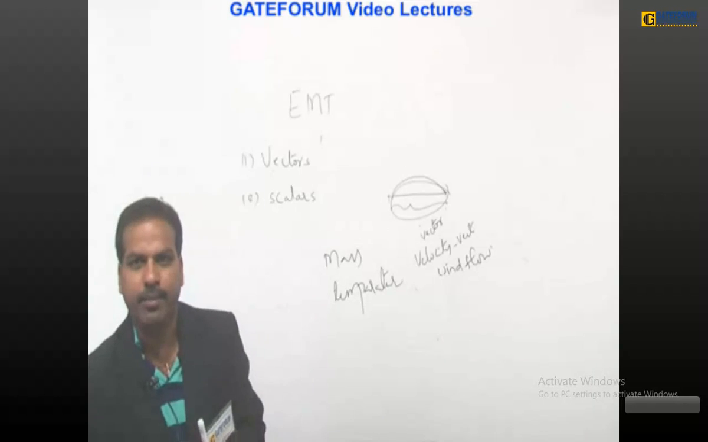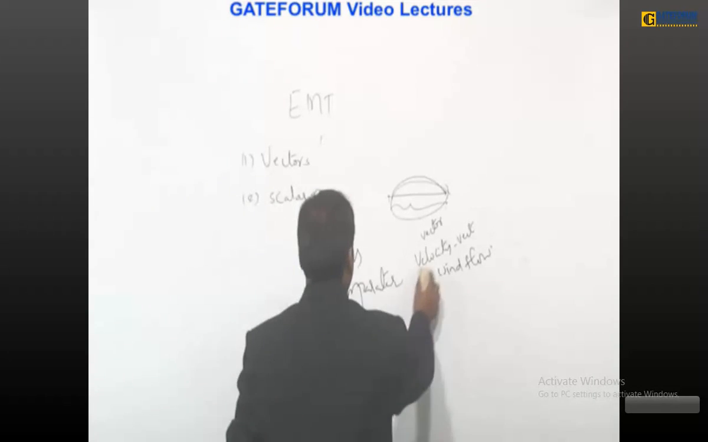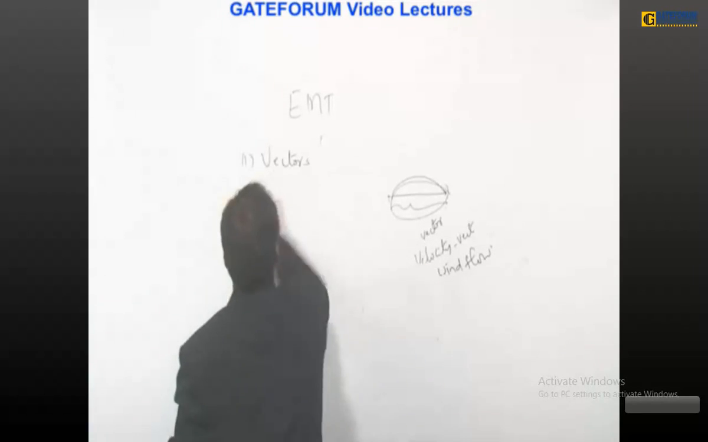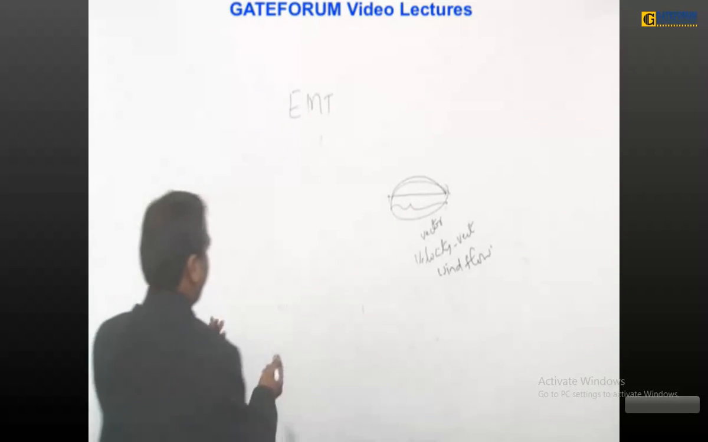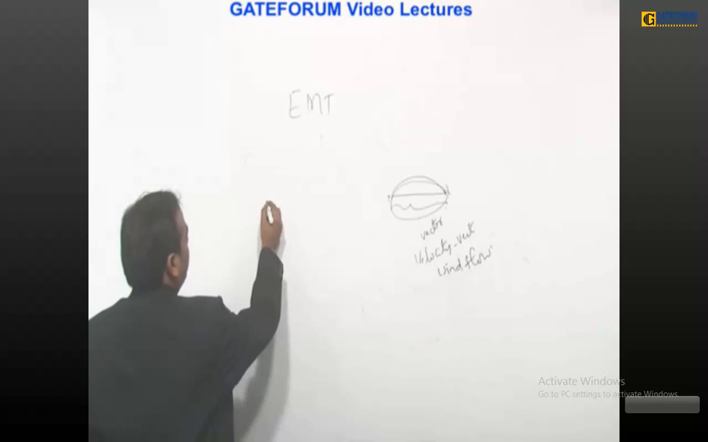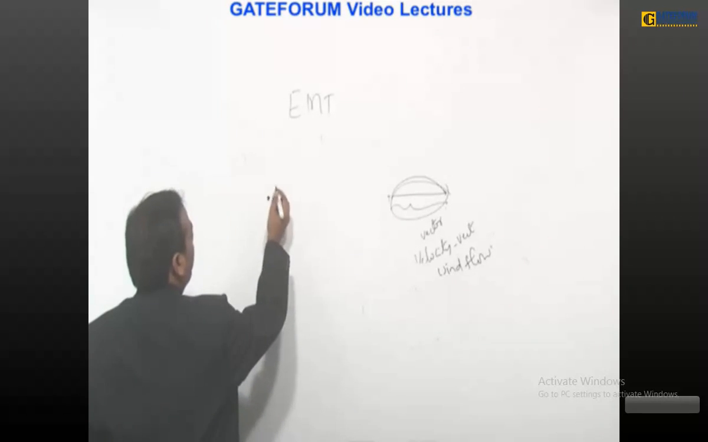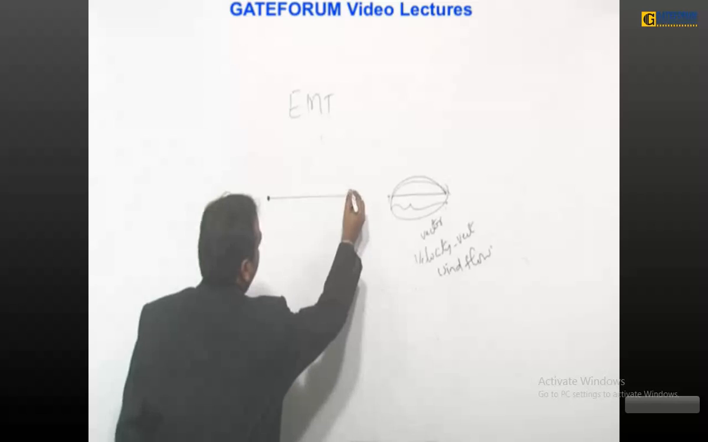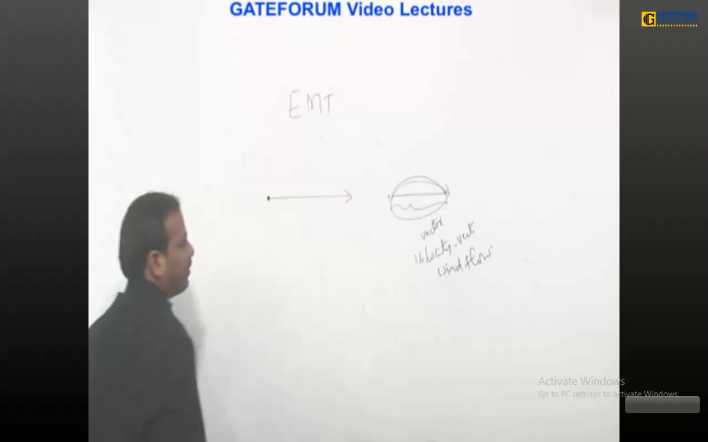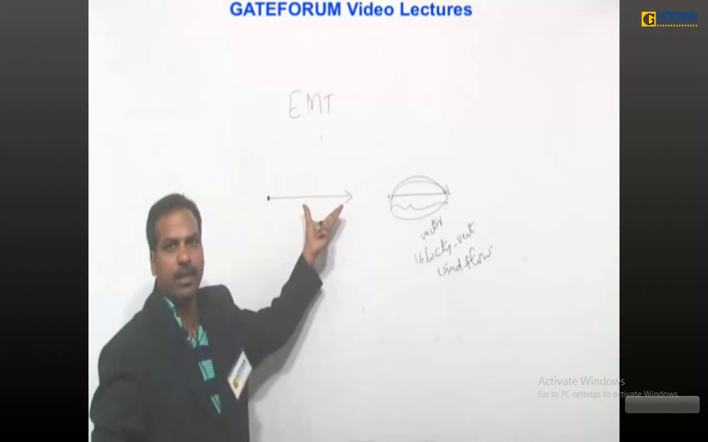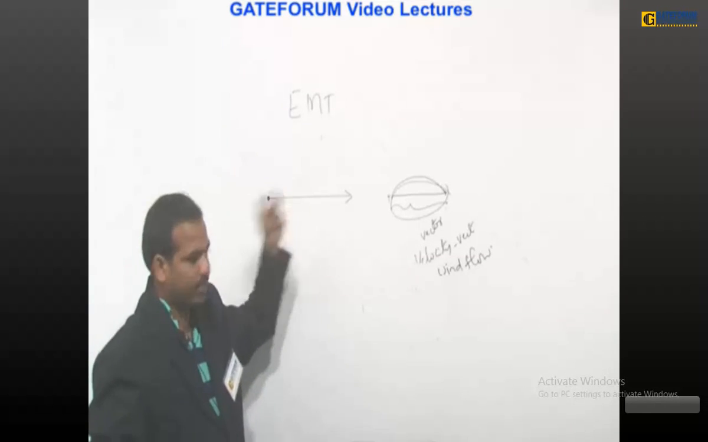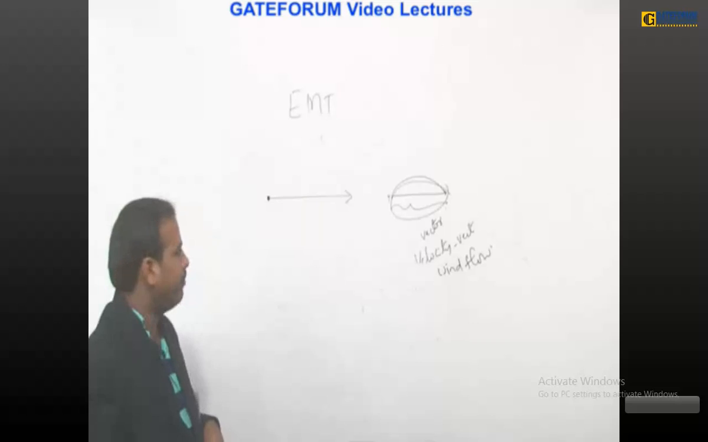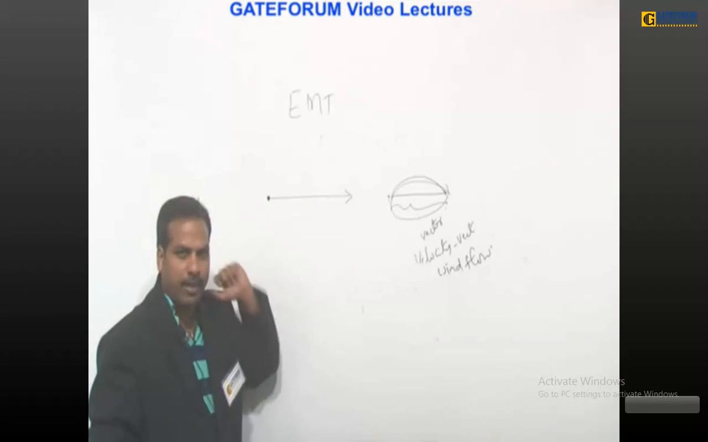How can a vector be written? A vector always starts at a point and moves in a certain direction with an arrow mark. So basically, a vector can be indicated like this. But when we go for the symbolic representation of this vector, how do we write it?